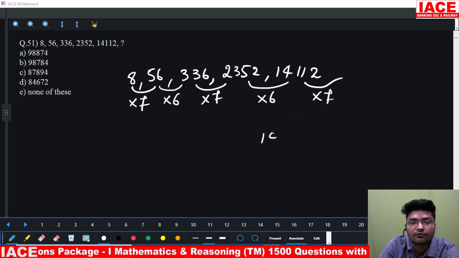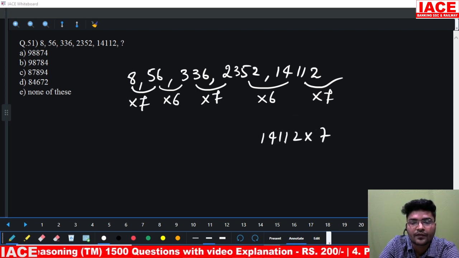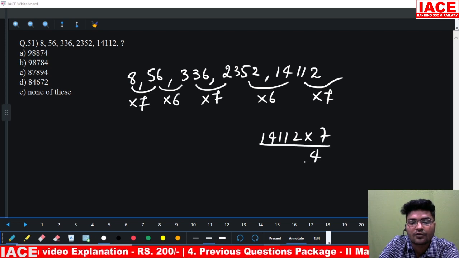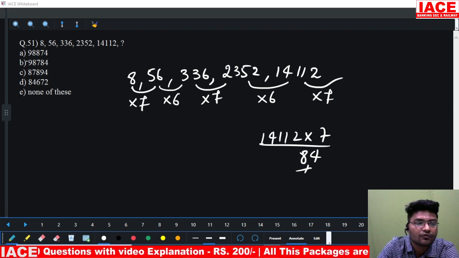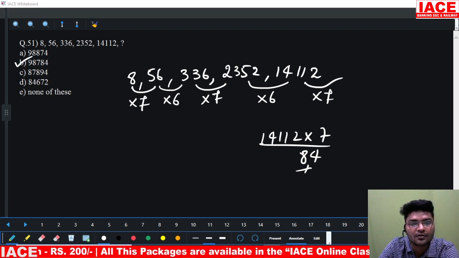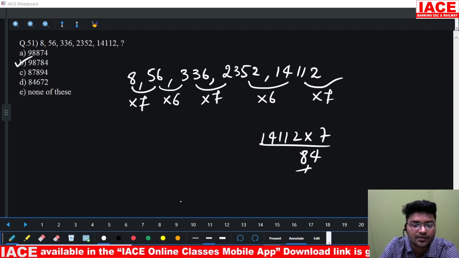So what we will do? 14112 into 7. 7 2s are 14, 4 and 1 is carry. 7 1s are 7, plus 1 is 8. Ending with 84. Option B is the correct answer.